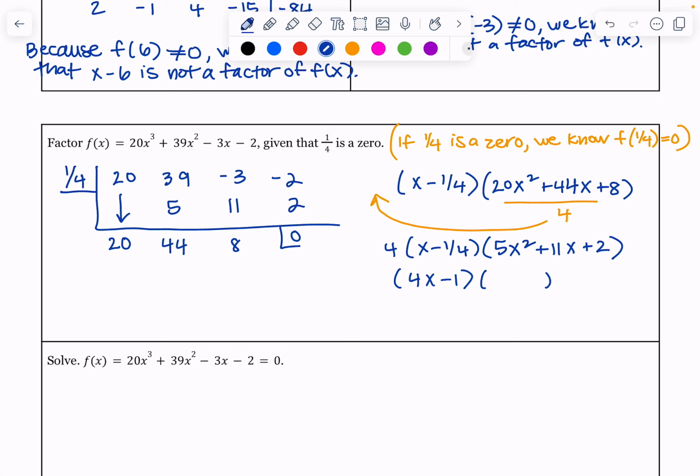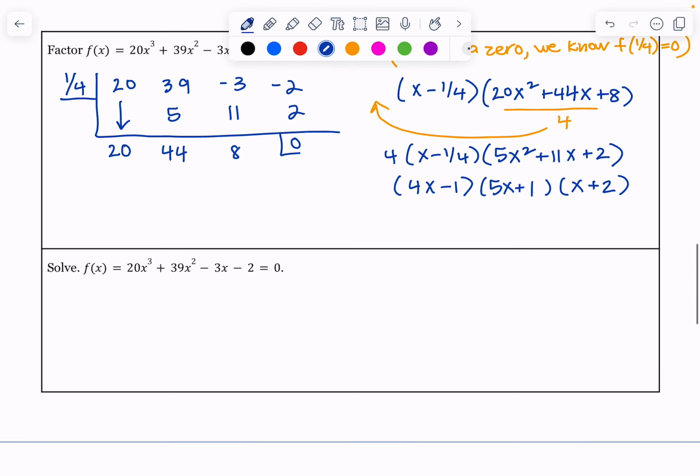And then my second parentheses, I can factor this into 5x times x. I need to multiply to get 2 and add to get 11, so I'm going to put a 2 here and a 1 here, both with plus signs. And that is the factored form of the given polynomial. So let me put a box around this one.